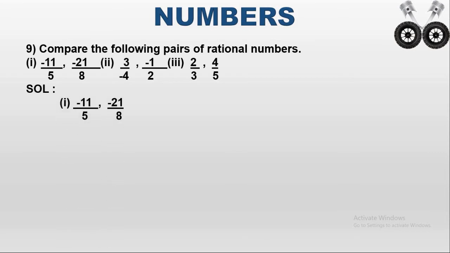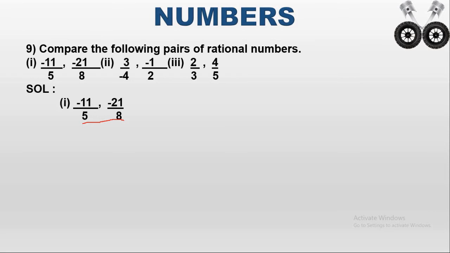So very first we are going to see about subdivision 1. What is the problem given here? Two rational numbers are given. For these two rational numbers we have to compare and say which is the greater and which is the smallest one. Here the given numbers are minus 11 by 5 and minus 21 by 8. The two denominators are not equal, so first we have to make the denominator equal.